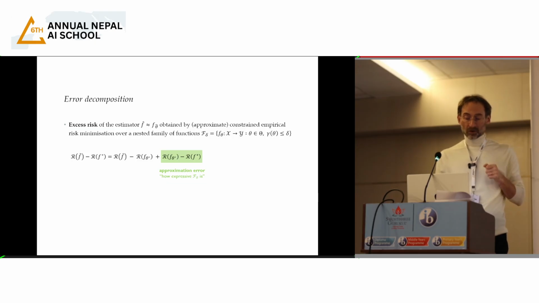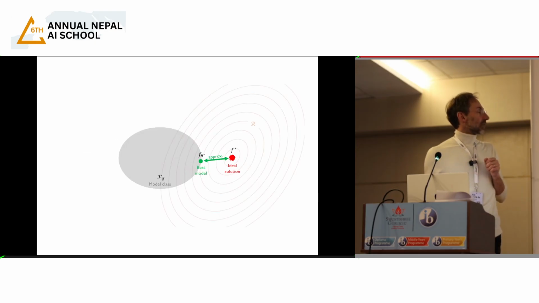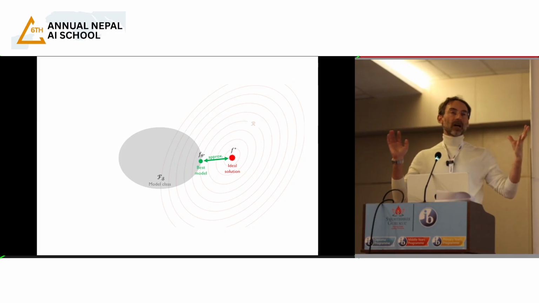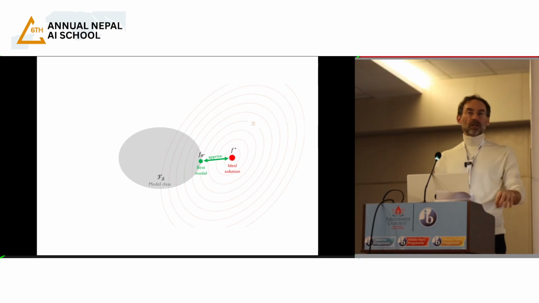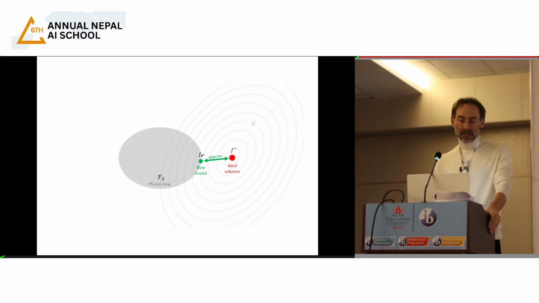Again, I remind you, this is the picture. This is the function R, the ideal solution. This is my model class, f sub delta, and this is the best possible model that I can compute. And this is the approximation error: how good is the class that I chose with this capacity, how well it approximates the actual function that I'm looking for. Okay.